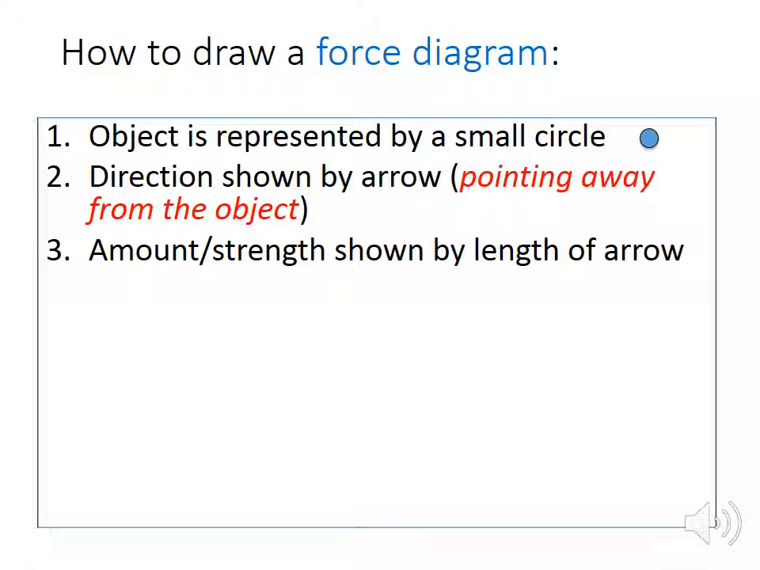Step 3, the amount or strength of the force is shown by the length of the arrow. So a very strong force is shown by a long arrow, and a very weak force is shown by a short arrow.